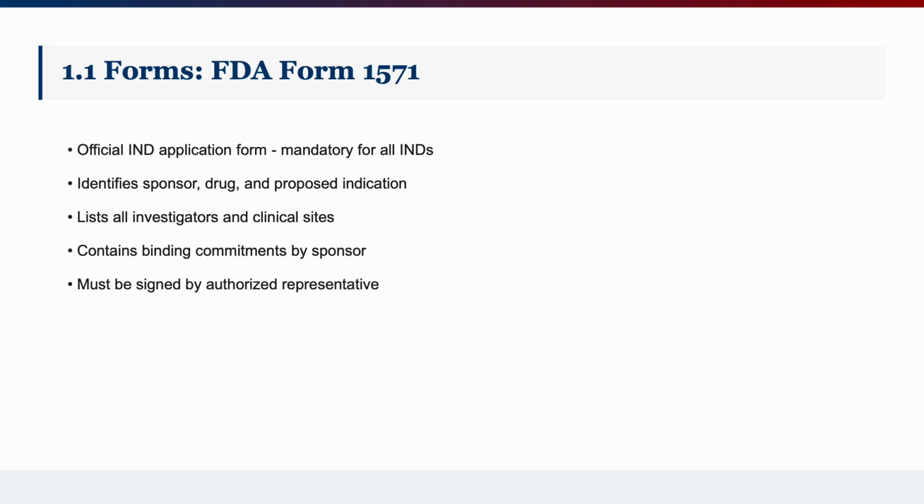One common mistake I see is sponsors treating this form as a mere formality. Don't do that. Read every word carefully. Understand what you're committing to. The FDA takes these commitments very seriously, and violations can have significant consequences.